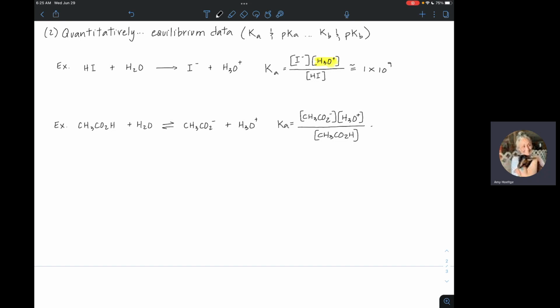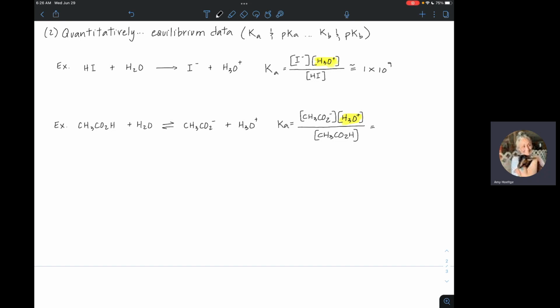So if you remember including that in your calculation, but the general expression is simply the products over the reactants. And here, again, in the numerator, we see the hydronium ion. And so again, the larger the Ka value, the more hydronium ion you have at equilibrium. That gives you an indication of how strong the acid was, or how complete the ionization or the dissociation was.